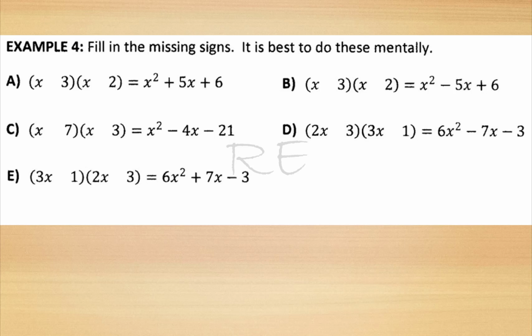Product is positive 6. The sum is positive 5. Therefore, both signs are positive. For B, product is positive 6. The sum is negative 5. Since both signs have to be the same, both signs are negative.